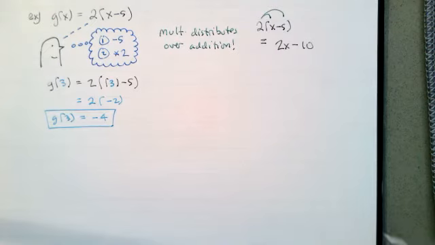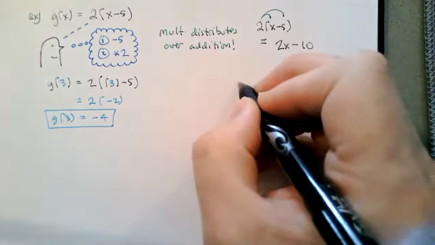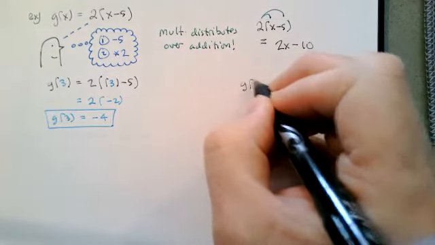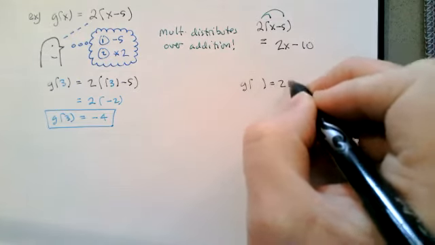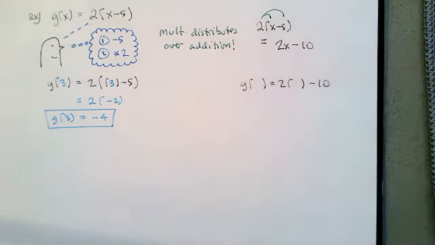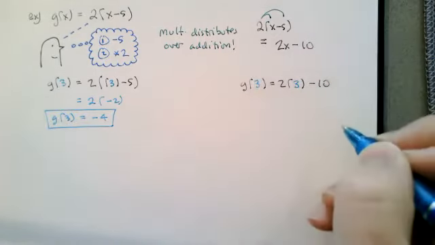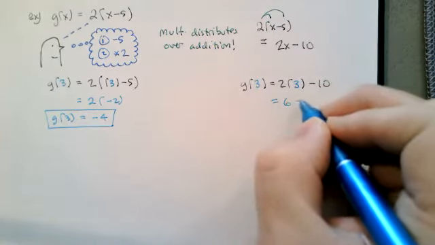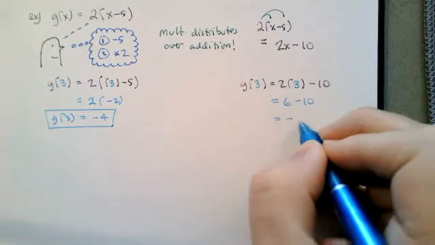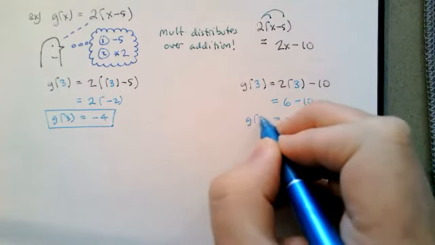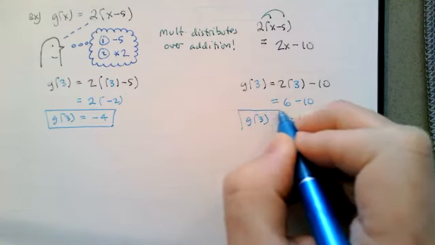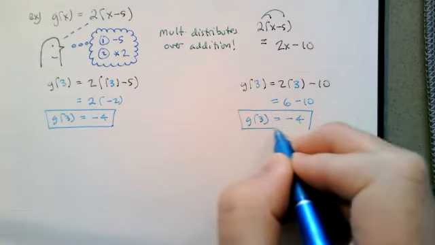If it's the same, then we should always get the same thing when we evaluate it. g of 3 is going to be 2 times 3 minus 10. So let's plug in the 3 into this form. 2 times 3 is 6. 6 minus 10 is still negative 4. That's good. If we got a different value, then all of a sudden these are not the same function.